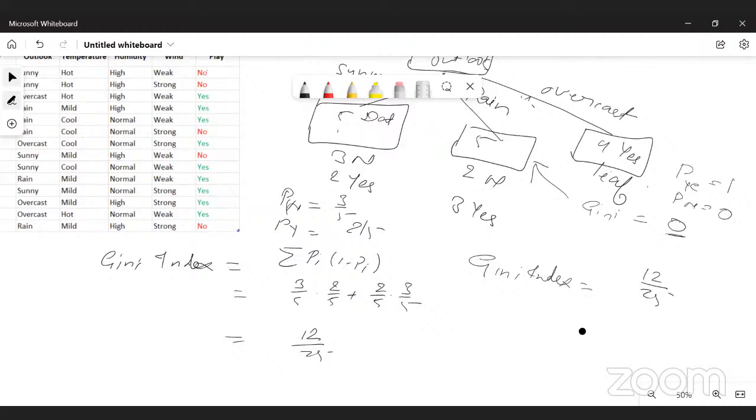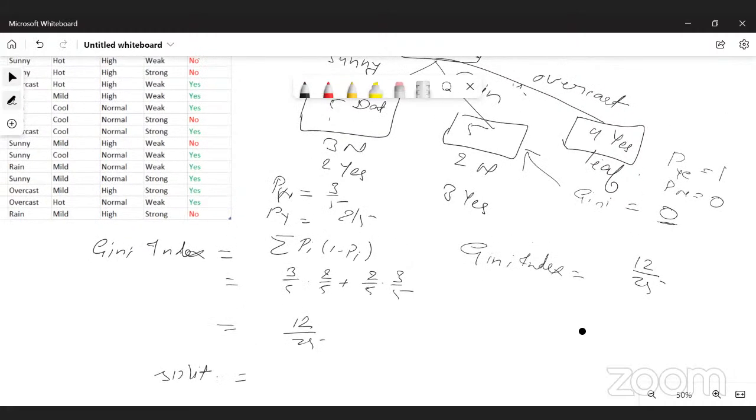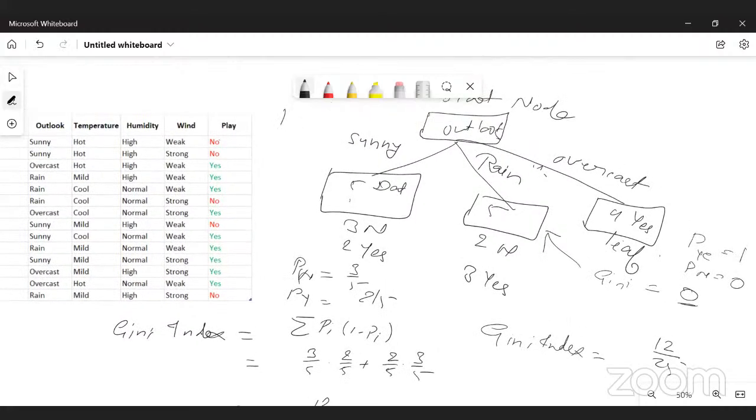For 2-class problems, this Gini is very similar to the variance of a binomial distribution, except for the n term. Now we have to find the Gini index for the split. So this is the Gini index of each particular node, and we have to take the weighted sum of these. The weight will be the proportion of data points. Out of a total of 14 data points, 5 belong to this node, so the weight is 5 by 14. Similarly, 5 belong here, so 5 by 14, and 4 belong here, so 4 by 14.